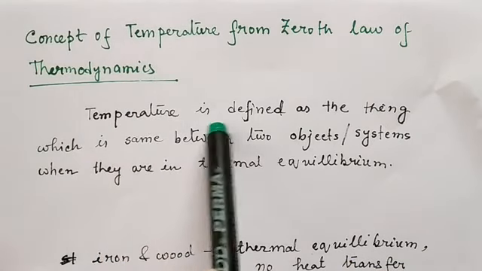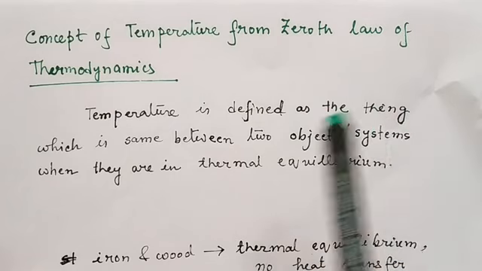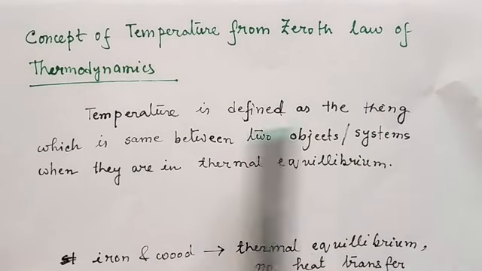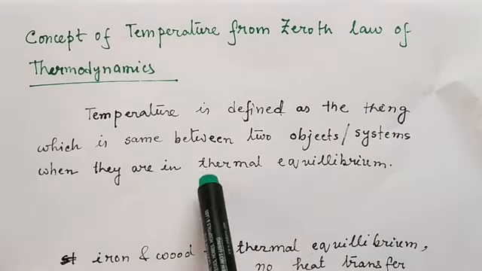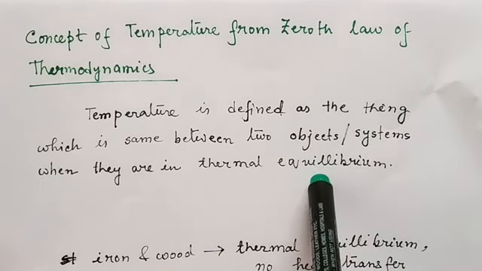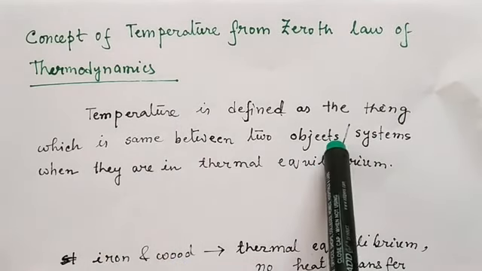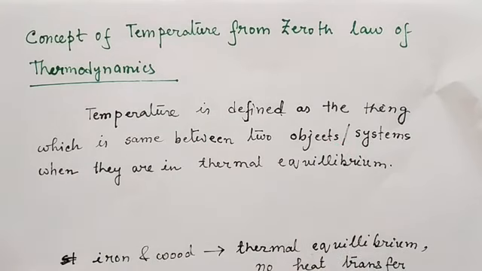So temperature can be defined as the thing, or concept, or idea, which is the same between two objects or systems when they are in thermal equilibrium. So when two systems or objects are in thermal equilibrium, we can say that the temperature property of the systems or objects is the same for both of them.